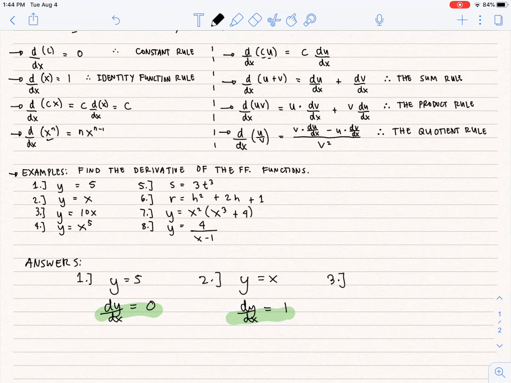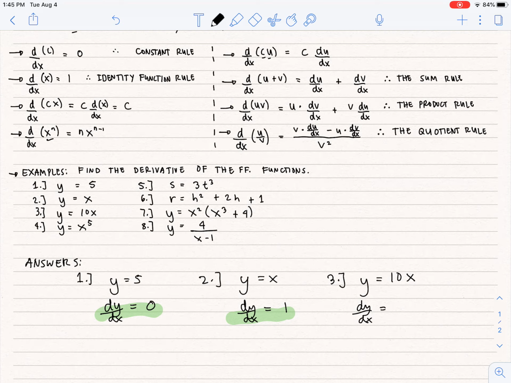Okay, let's proceed with number 3. y is equal to 10x. So once again, x here is the independent variable. Therefore, we are going to differentiate with respect to x. So this is just dy over dx is equal to... This example number 3 requires us to use the third rule. The third rule states that if there is a constant, we factor it out, then we are only going to differentiate the independent variable, which is x.